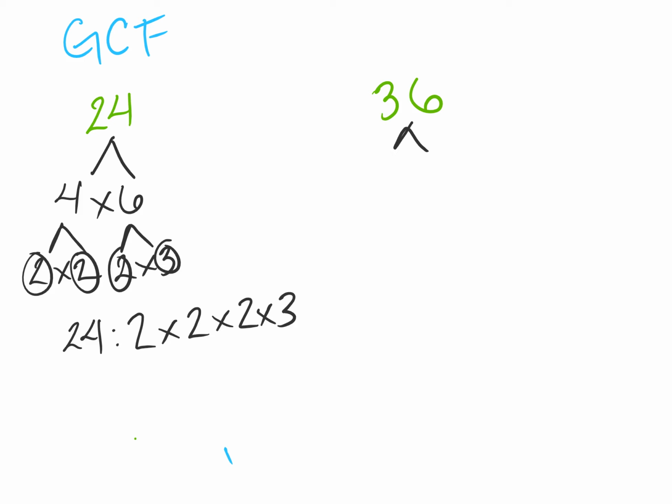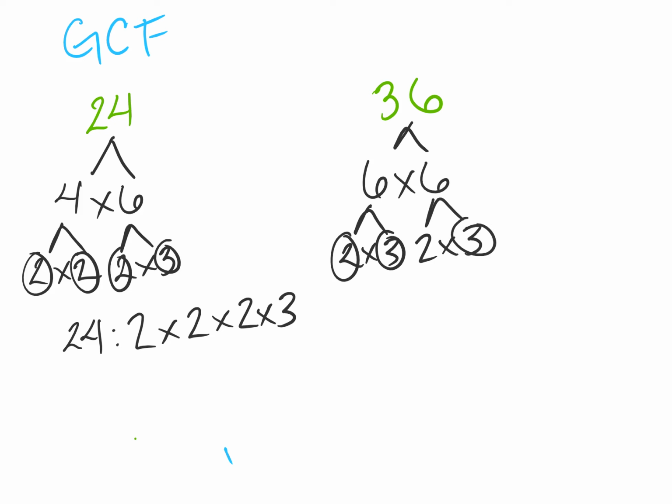Now we need to do the same thing for 36. So two factors that give us 36 would be 6 times 6. Those are both composite, so we need to keep on going with our factor tree. Two factors that give us 6 would be 2 and 3. And you do the same thing for here. And I'm going to rewrite it down here to be a little neater. So we have 2 times 2 times 3 times 3.